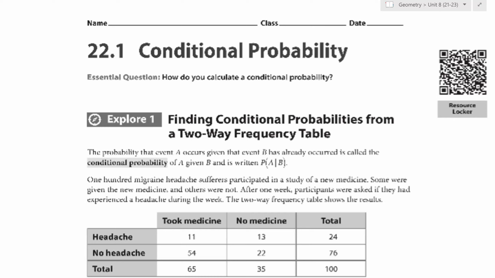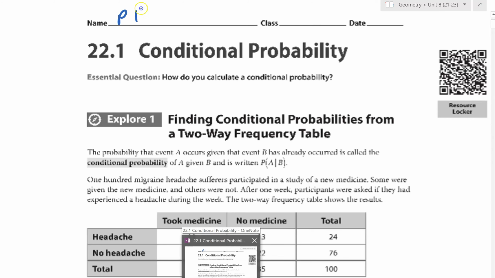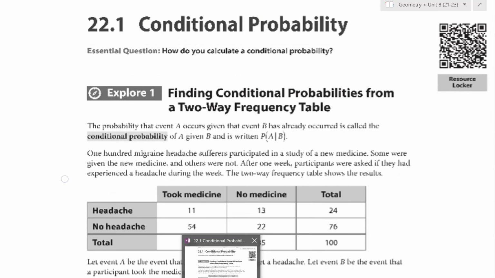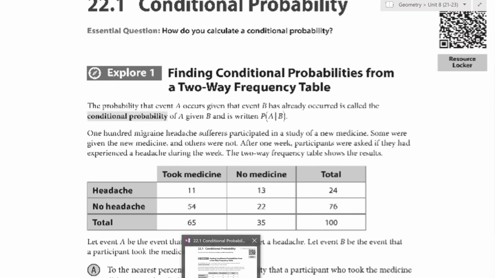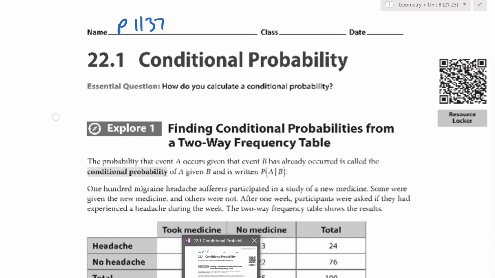Hello. Today's lesson is on section 22.1, Conditional Probability. Go ahead and open your textbook to page 1137 in your geometry textbook. And on page 1137, we see the definition for conditional probability. Conditional probability is finding the probability that something occurs given that something else has already occurred.